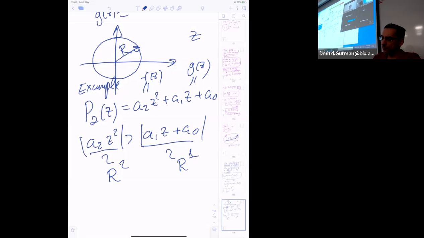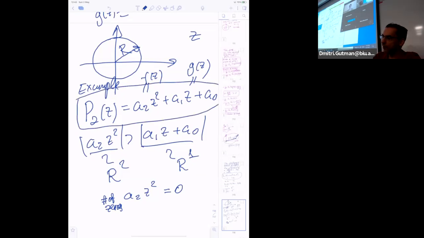So what it means is that the number of zeros of the entire polynomial P2 is the same as the number of zeros of the first term of this polynomial, a2 times z squared. How many zeros does the term a2 z squared have? Correct. It is equal to 2, and they both lie at the origin. Therefore, this polynomial P2 has 2 zeros inside a very big circle. Did you understand the proof for the polynomial of degree 2?